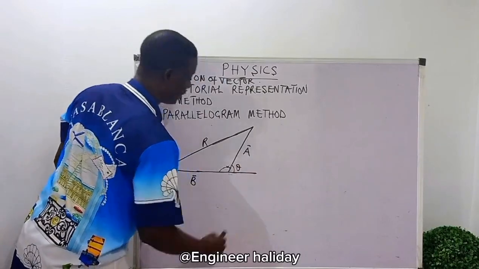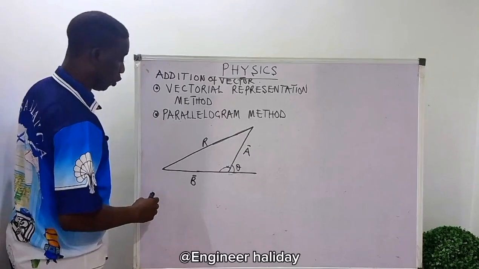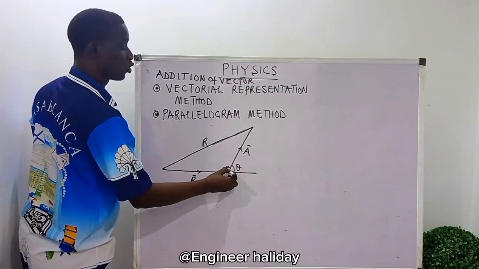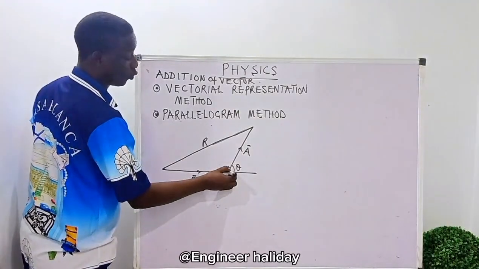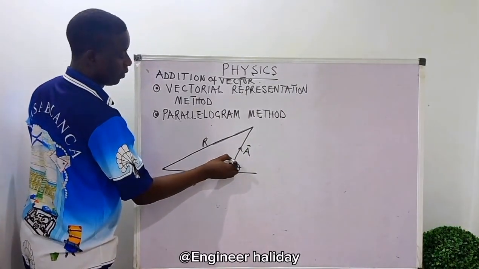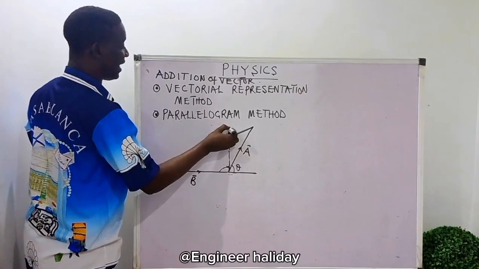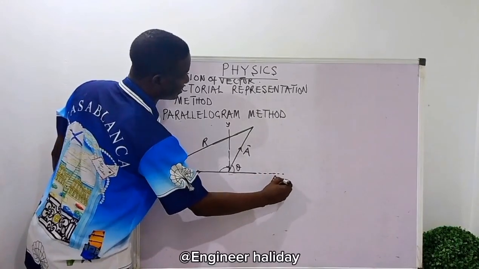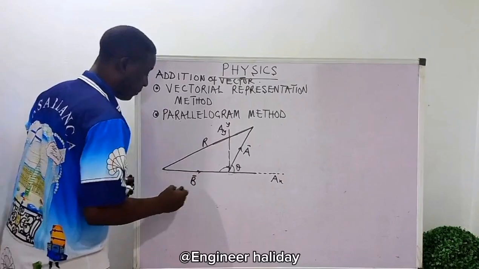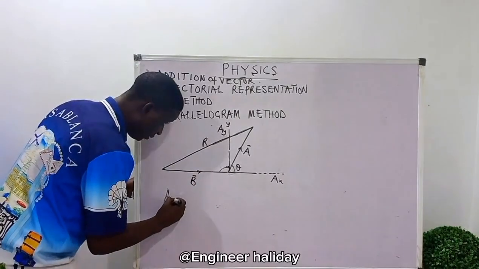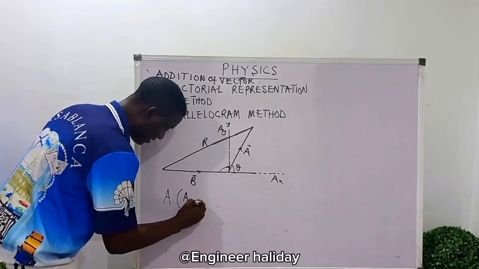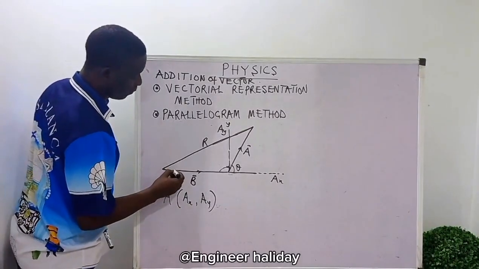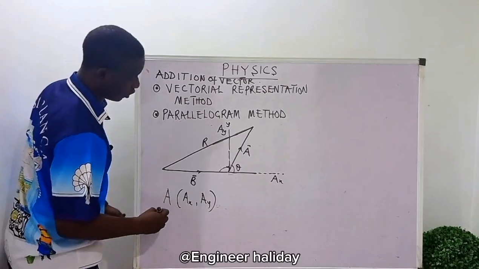Angle theta. Now in the vectorial method, we will resolve A into two orthogonal vectors, that means into two perpendicular vectors: one on the y-axis, the other on the x-axis. Let's say these will be Ax and Ay. So that means vector A has Ax, Ay. Now we also resolve vector B into two dimensions.